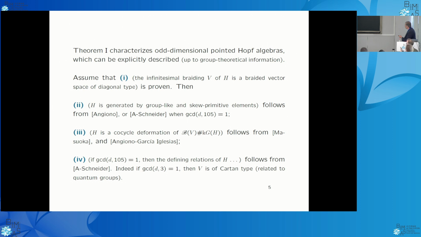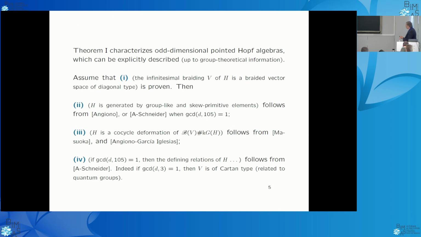I skipped this one. So this theorem 1 that I told you before says that if you have a pointed Hopf algebra of odd dimension, then you can reduce the description of the Hopf algebra to group theoretical information.